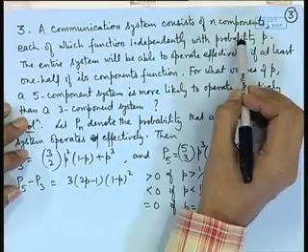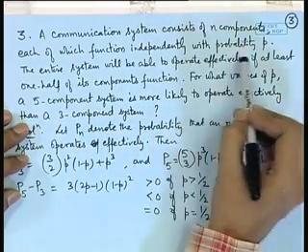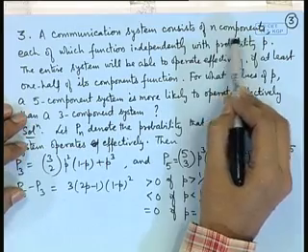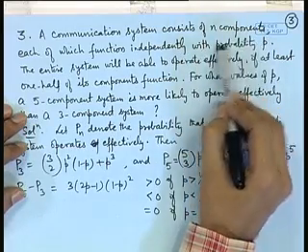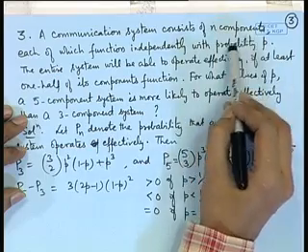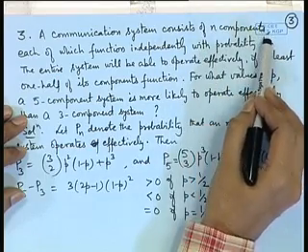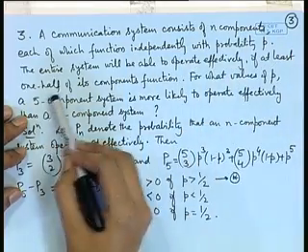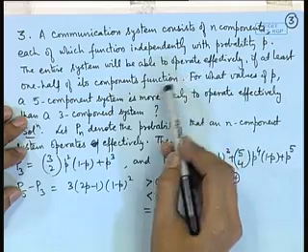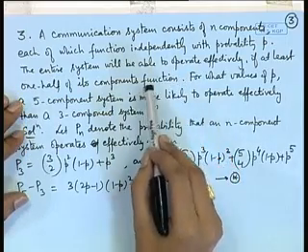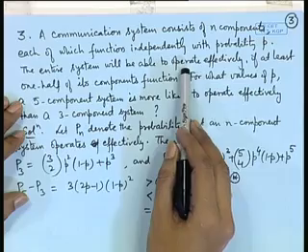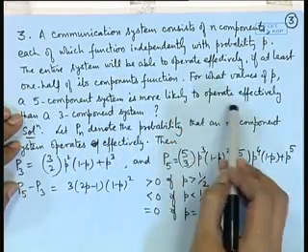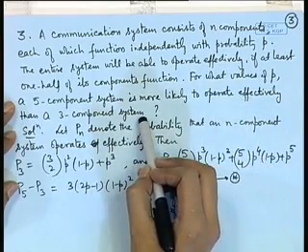A communication system consists of n components, each of which function independently with probability p. So, once again functioning of components is a Bernoullian trial, because the component may fail or it may not fail. So, if it is working, the working probability is p. The entire system will be able to operate effectively if at least one half of its components function. That means, suppose there are 10 components, then at least 5 should function, then the system will be operating effectively. For what values of p is a 5 component system more likely to operate effectively than a 3 component system?